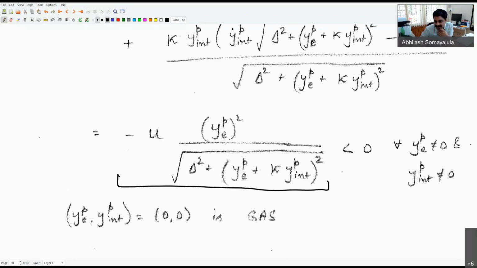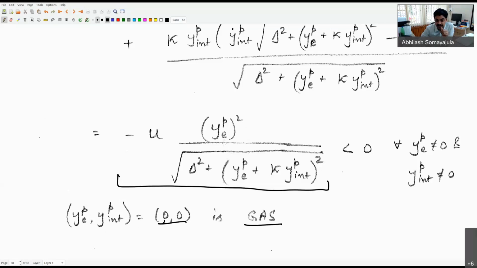So what happens is, as long as yp is not equal to 0 and yp int is not equal to 0, this value will always be less than 0. And that tells me that the equilibrium point ype and yp int equal to 0, 0 is globally asymptotically stable. Okay, this guarantee we were not able to get with our previous version of the integral LOS.